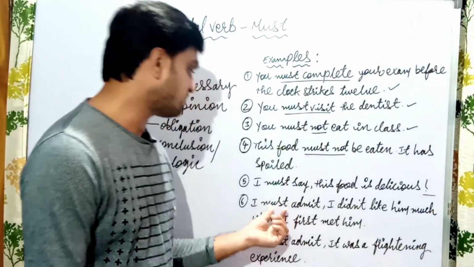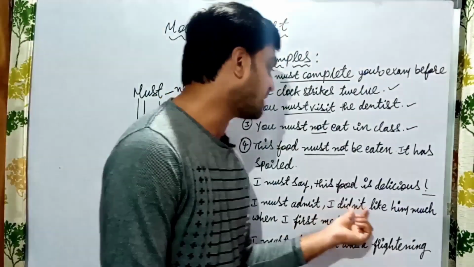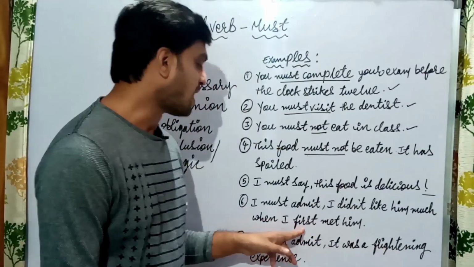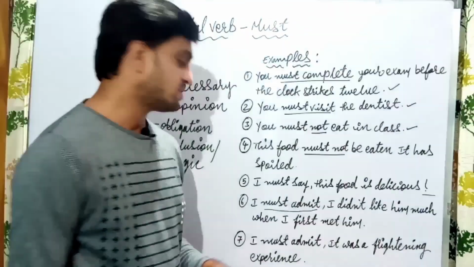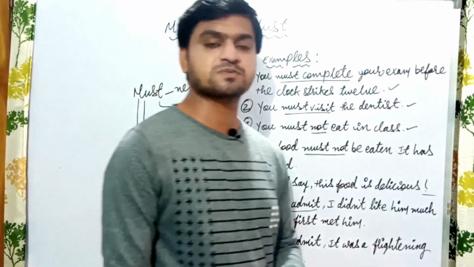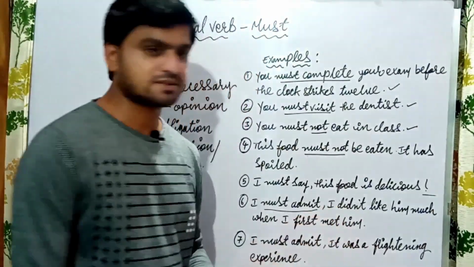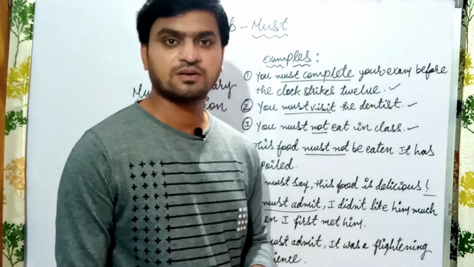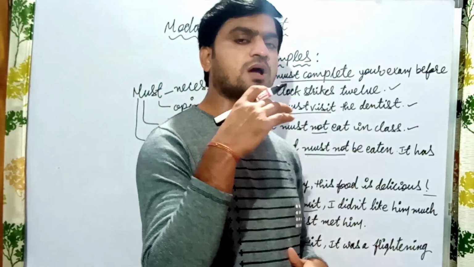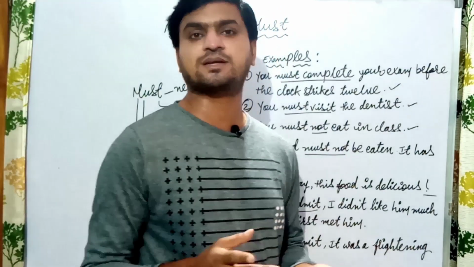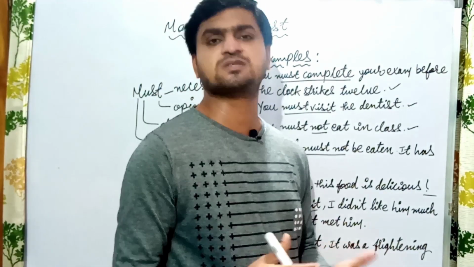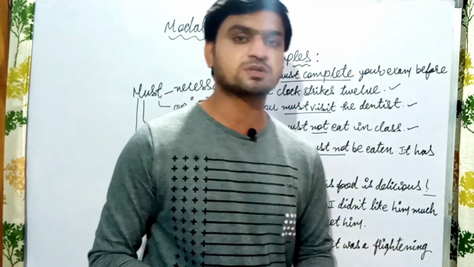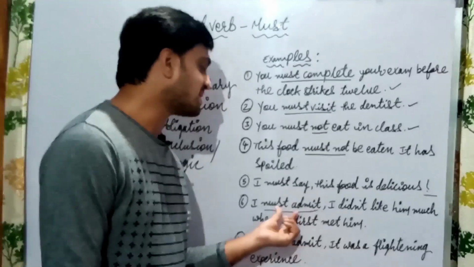Okay, so next one we will go through. I must admit I did not like him much when I first met him. So here must admit is there. In this example, what is it trying to explain for us? Surprise. Whenever we have must admit, that indicates what? Surprise to you. First of all, when you met that person, you never expected that that person would become that close to you, but suddenly it happened, so it was a surprise to you. So whenever we are expressing surprise, we will use the words must admit.